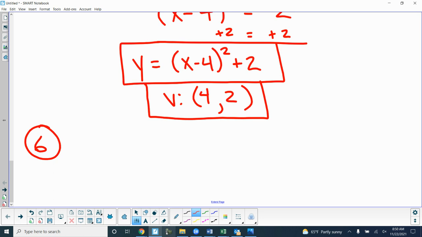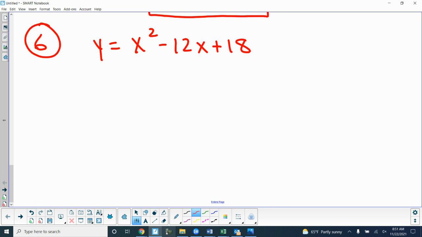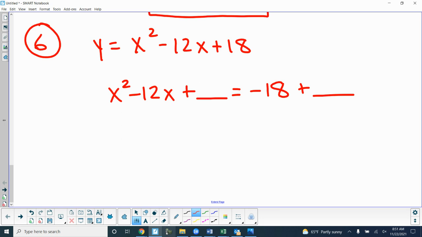Number 6. So again, we have an equation. We're going to not worry about the y. We're going to treat this like we were going to solve it. Our a value is 1, so I don't have to divide by anything. And this time I'm taking half of 12, which is what? 6. And then what's 6 squared? 36. Okay, so we factor that.